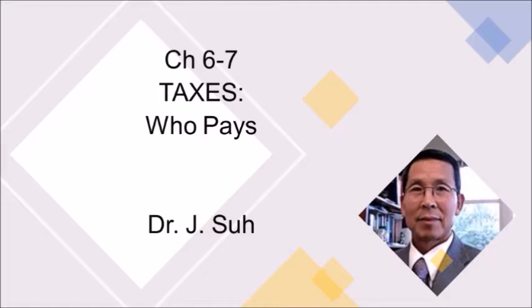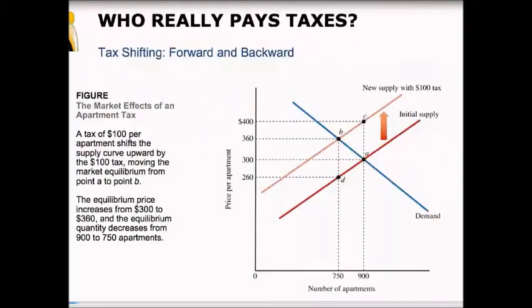An initial supply curve, this dark red line, and the demand curve, this blue line. At equilibrium point A, we have 900 apartments being rented at a price of $300 per apartment. Now let's institute a tax of $100 per apartment.